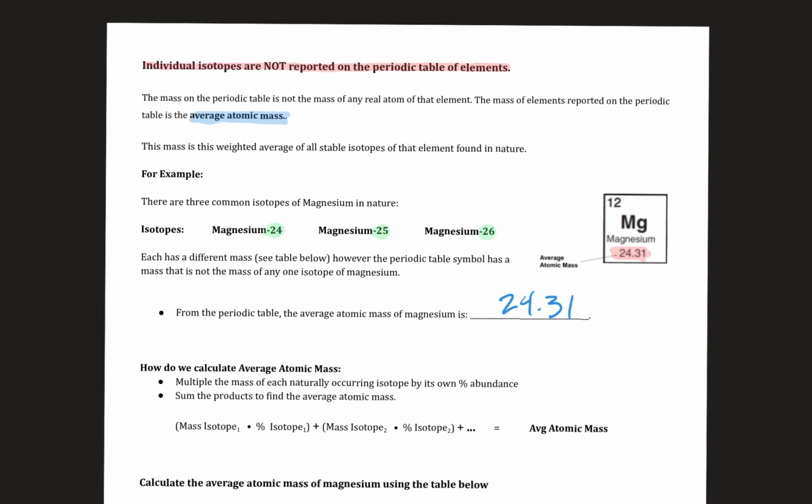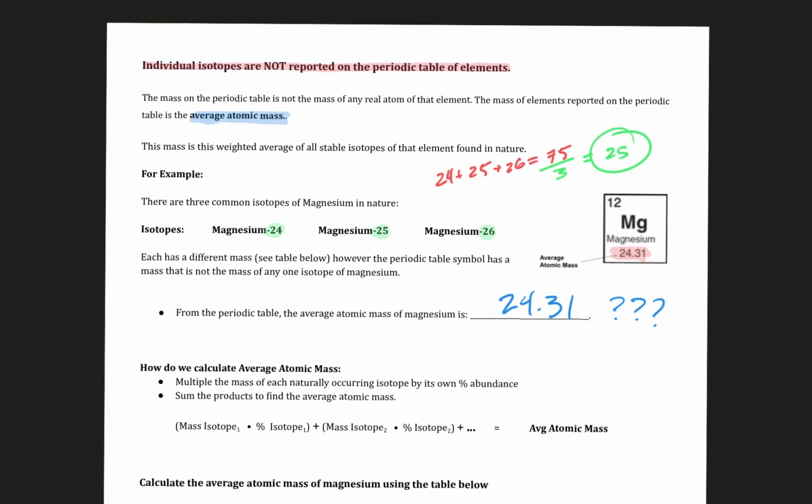Well, you may be thinking the average of 24, 25, and 26 is 25. So why are we reporting the average mass of 24.31? And that's because not all 3 isotopes are found equally in nature. We have a lot more of magnesium-24 in nature, so that skews the average towards the mass of 24.